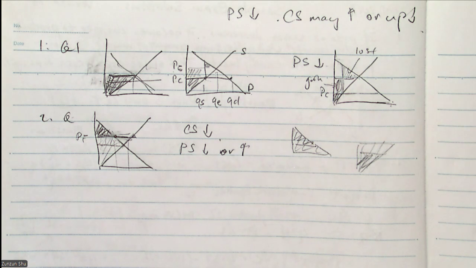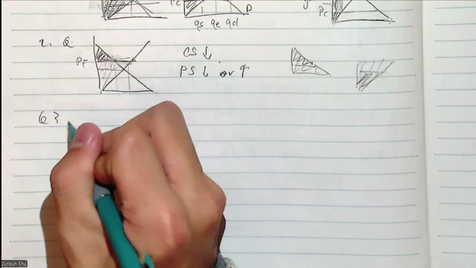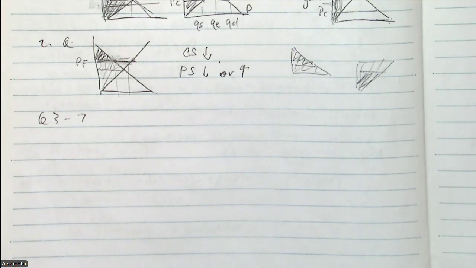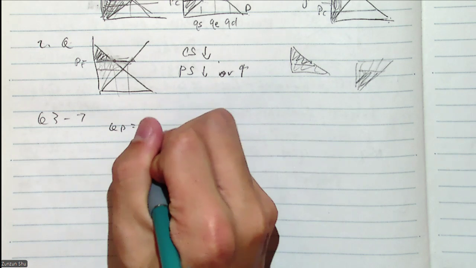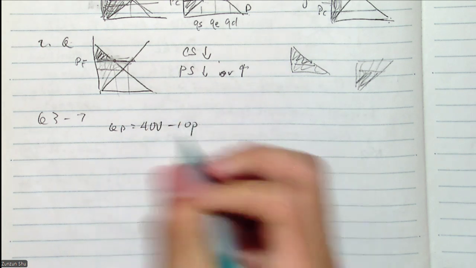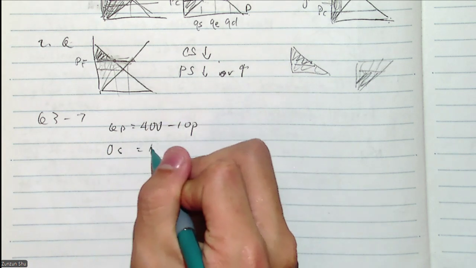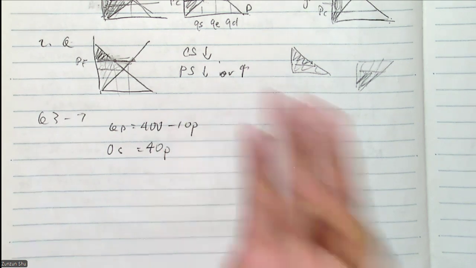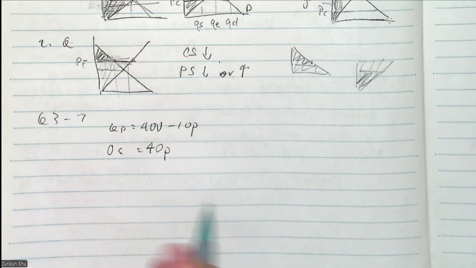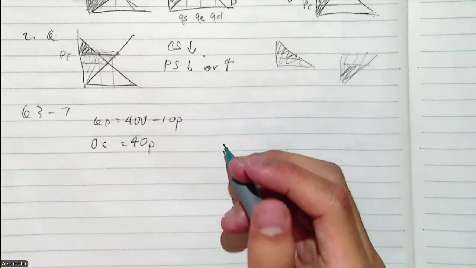Okay, a bit slow, so let's get to the next one. This is about tax. All right, so we get some numbers, right? We get some numbers. QD equals 400 minus 10p. QS equals 40p. Now, that's okay. You could use this to derive your price and equilibrium quantity.